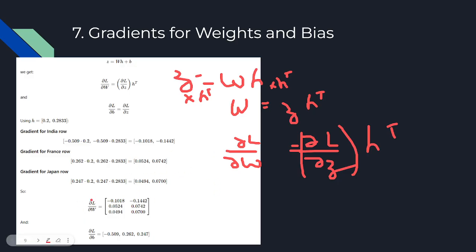And dou L by dou W is basically this particular metric and this particular metric. And dou L by dou B is basically minus 0.509, 0.262, and 0.247, which is equal to dou L by dou Z, which is this particular metric that we have found out over here. So that's how we do the back propagation to fine tune the weights and the gradients of the matrices.